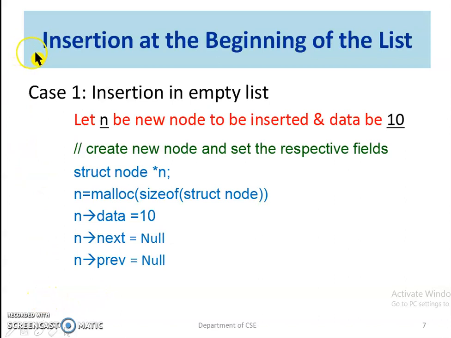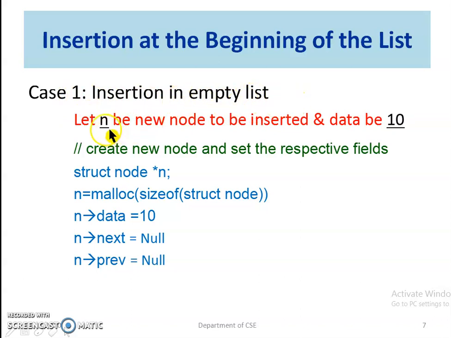Next, let us see how the insertion is done at the beginning of the list. Here again, there are two cases. That is, the insertion can be done in the empty list or to an existing list. First, let us see how the insertion is done in the empty list.